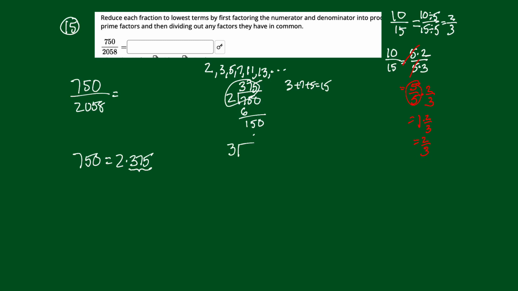So 3 into 375, 3 will go into 3 once. Now I know that 3 goes into 75 25 times. So now we've got 2 times those two numbers, 3 times 125. Now we have 2 times 3 times, what about this 125? Can we do anything with that?